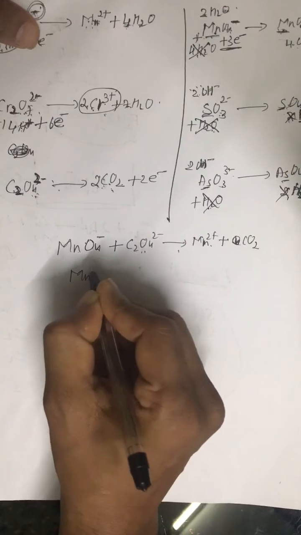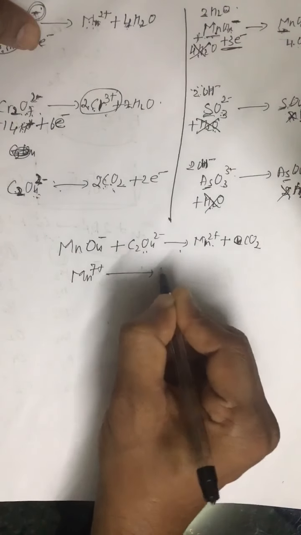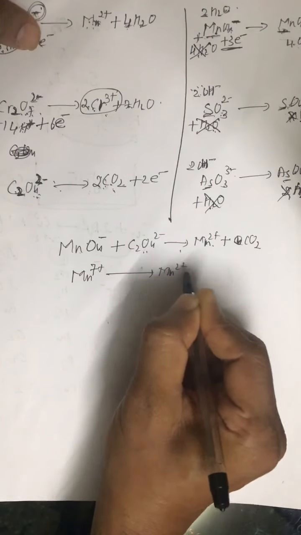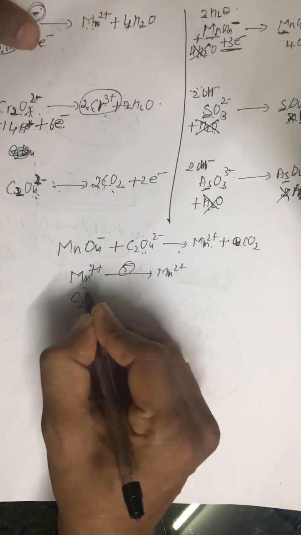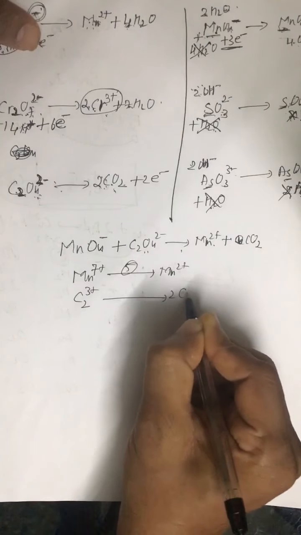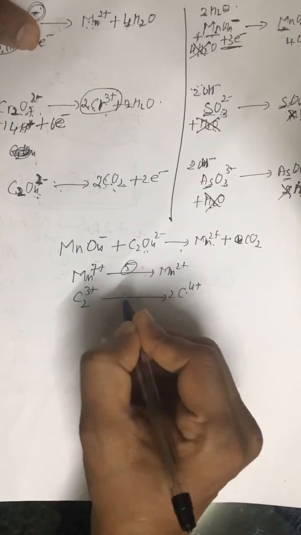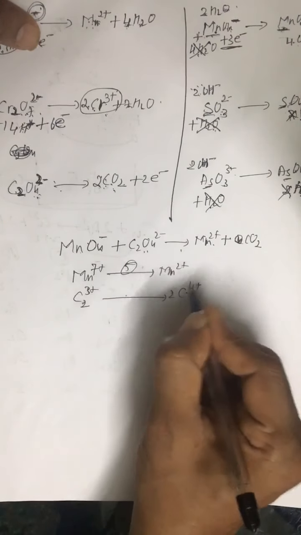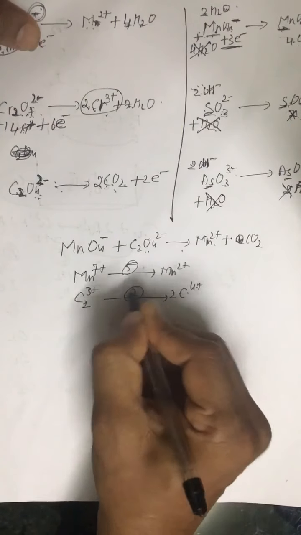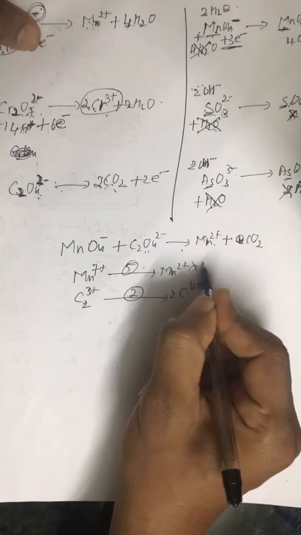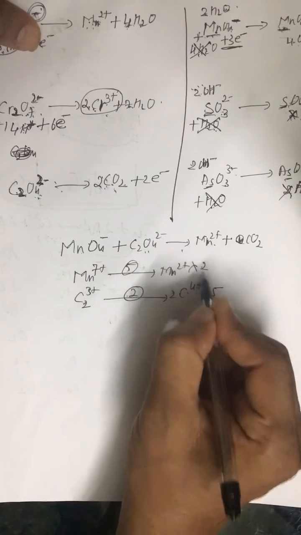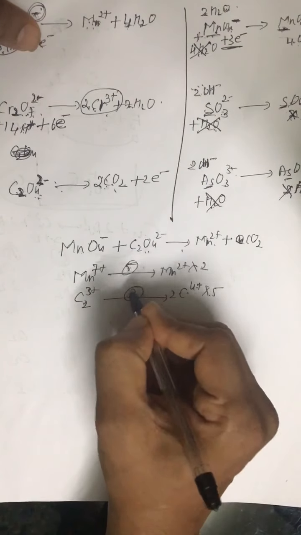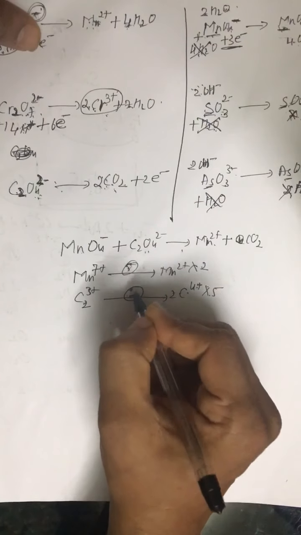First Mn is getting reduced, plus 7 to plus 2. All right, just write down the change in oxidation state. Here it is C2 3 positive, to twice of C 4 positive. All right, the change is 2 into 3 is 6, 2 into 4 is 8, so total change is 2. So this is multiplied by 2 now, this is multiplied by 5. This is done so that the change in oxidation state becomes equal.